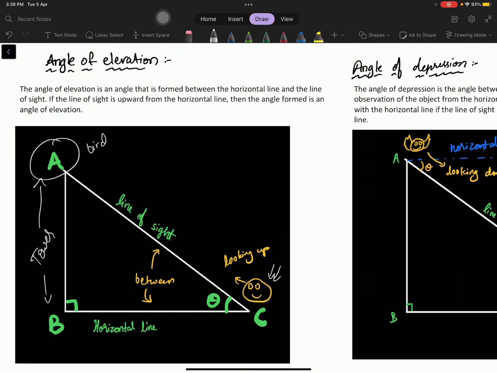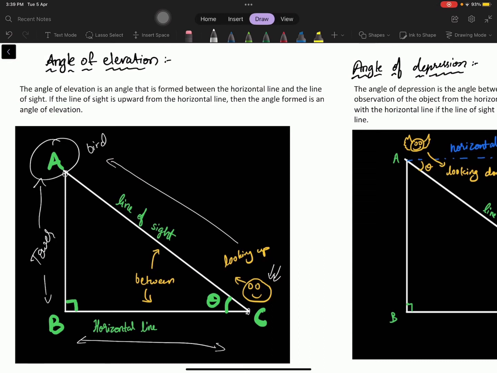He is looking up, and the line perpendicular to the tower will be BC. Okay, the horizontal line is BC and he is looking up. So when he looks up, he's looking at something. We can draw an imaginary line, so that's going to be AC. That's the line of sight. It joins his eye to the bird. So the line of sight shows where he is looking, what he is looking at.